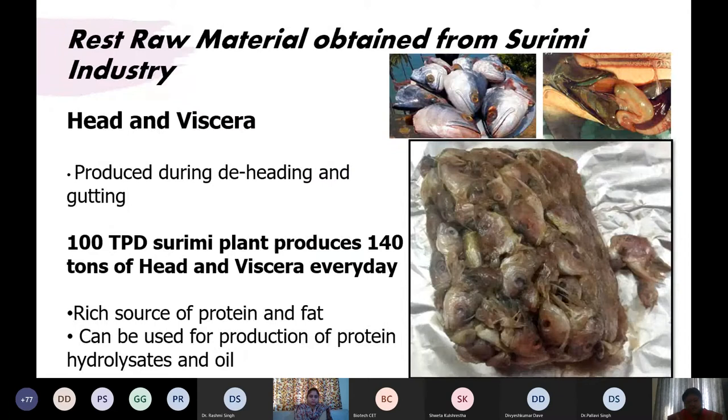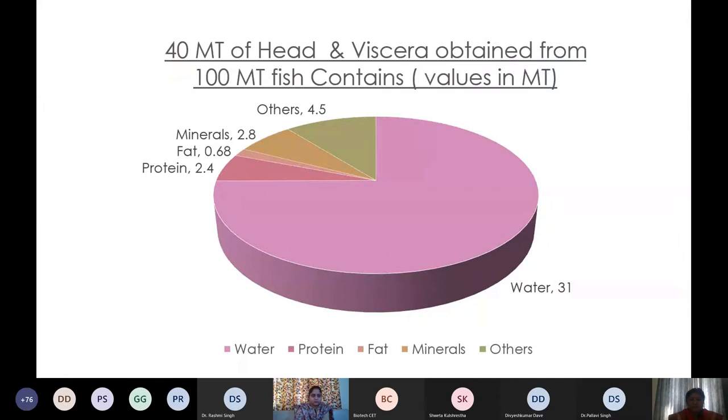This is the head and viscera which is produced, and a 100 TPD surimi plant produces about 140 tons or so of head and viscera every day. It's a rich source of protein and fat, and can be used for production of protein hydrolysate and oil. The 40 metric tons of head and viscera, which we get from 100 metric tons of fish, contains around 31 metric tons of water, 2.4 metric tons of protein, 0.68 metric tons of fat, 2.8 metric tons of minerals, and other materials about 4.5 metric tons. So about 2.4% of protein can be produced from the 100 metric tons of fish used for surimi production.